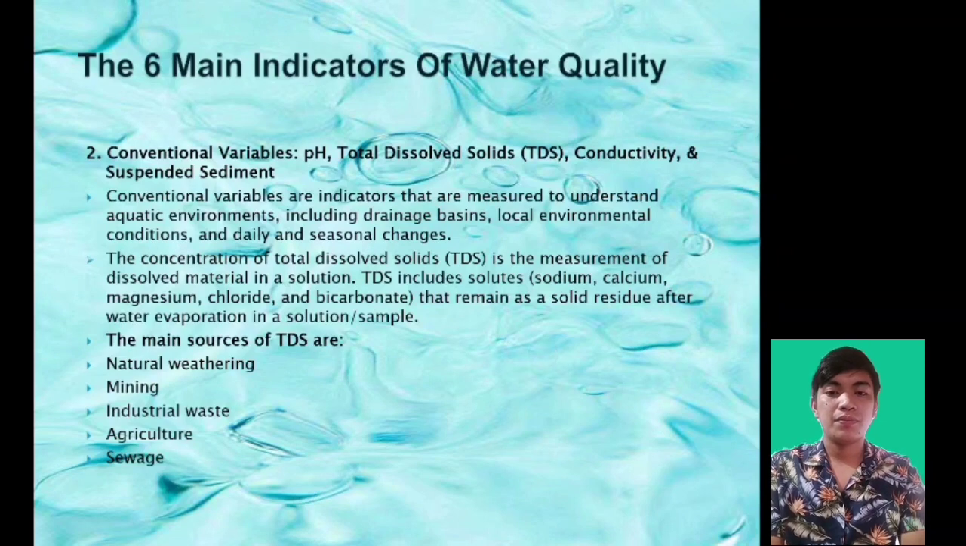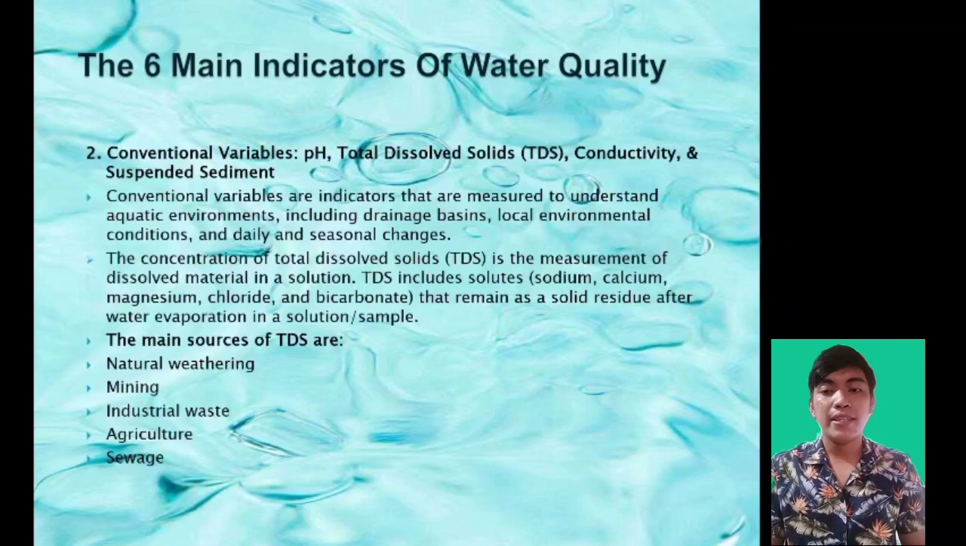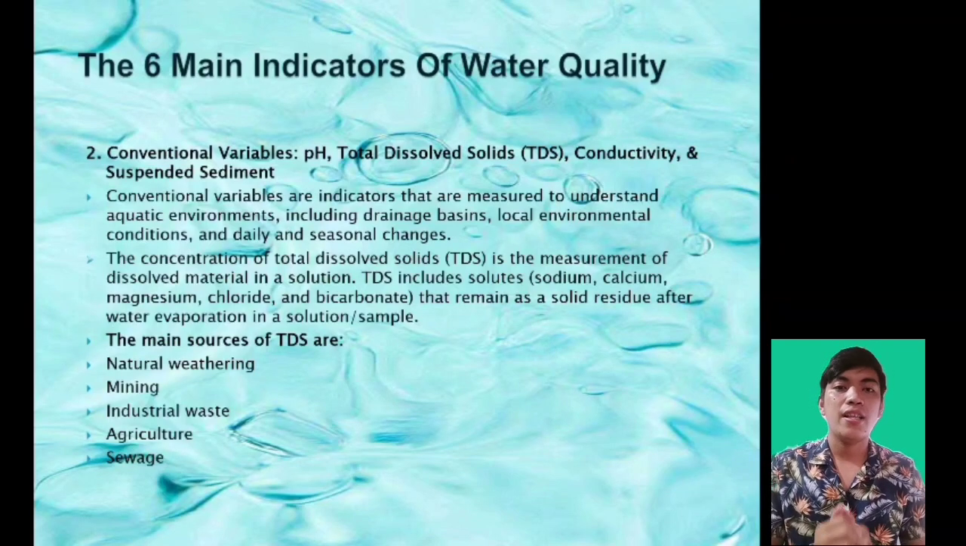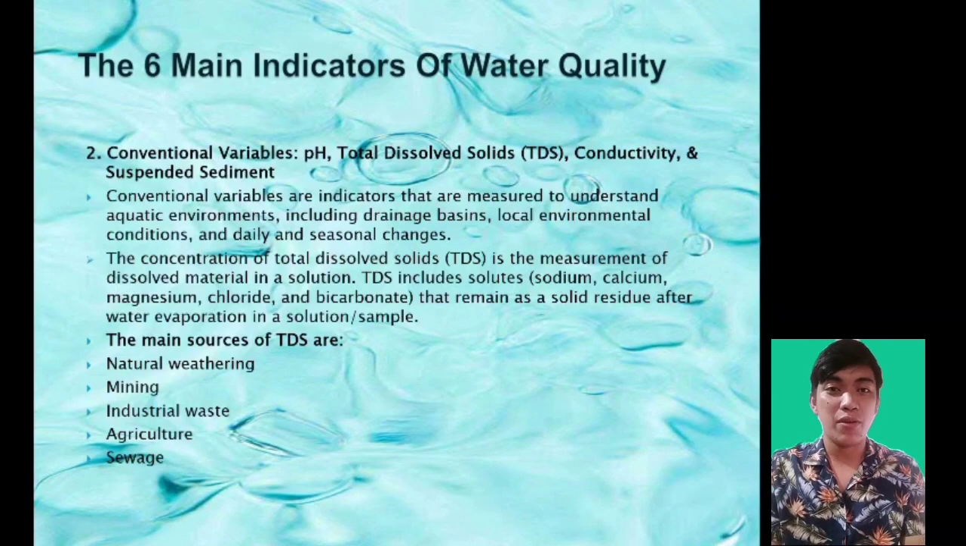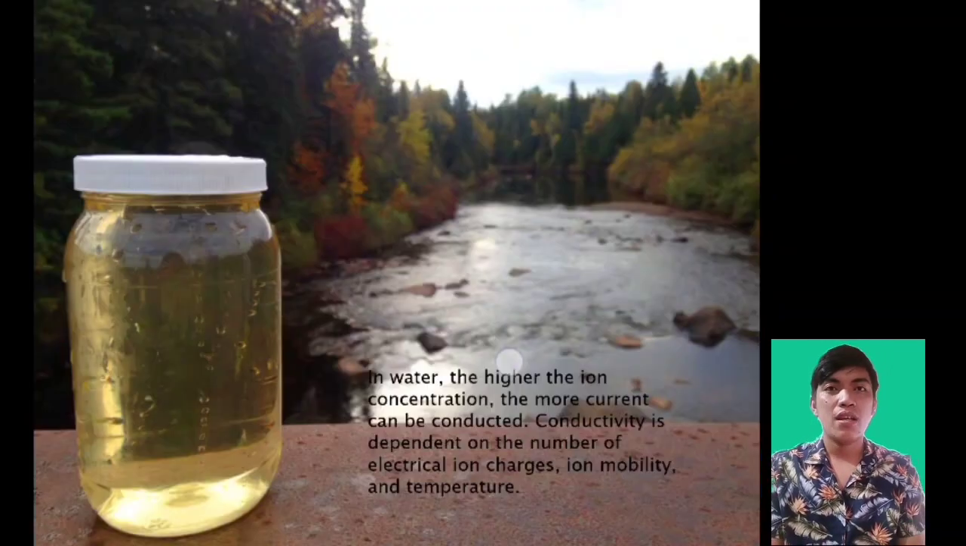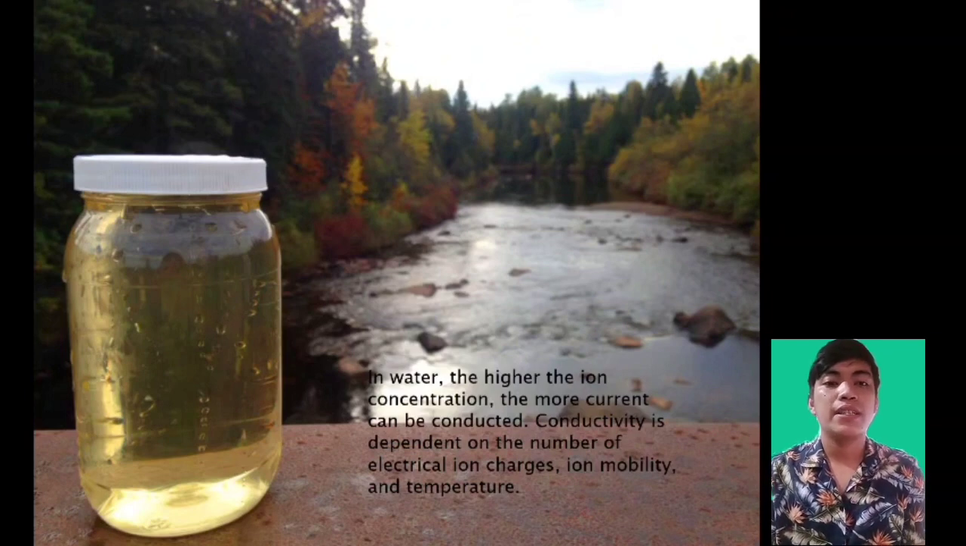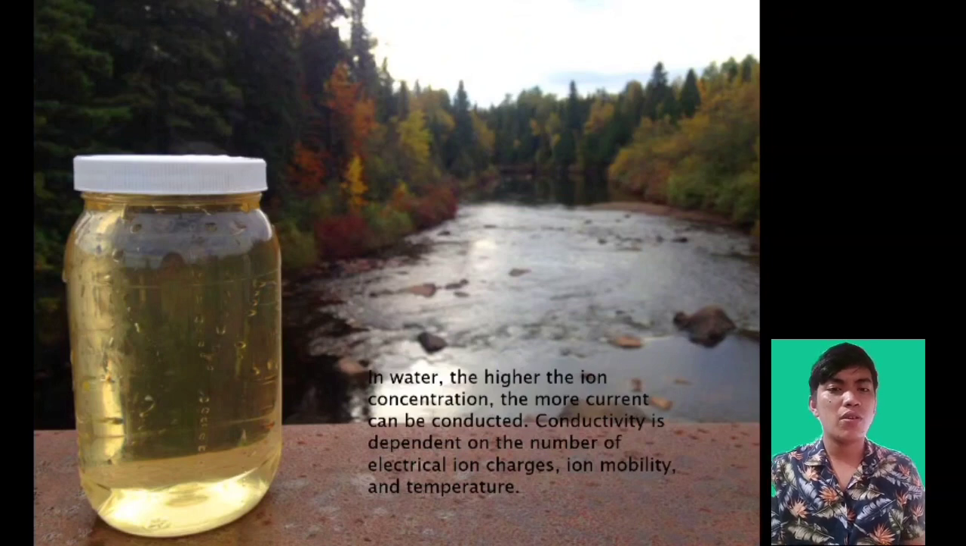The main sources of TDS are natural weathering, mining, industrial waste, agriculture, and sewage. In water, the higher the ion concentration, the more current can be conducted. Conductivity is dependent on the number of electrical ion charges, ion mobility, and temperature.